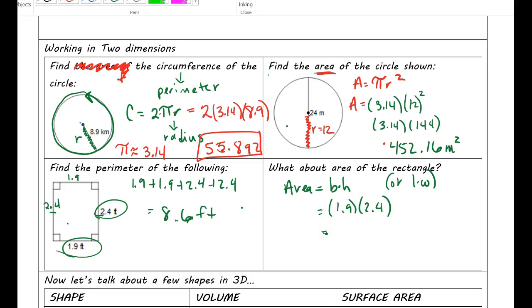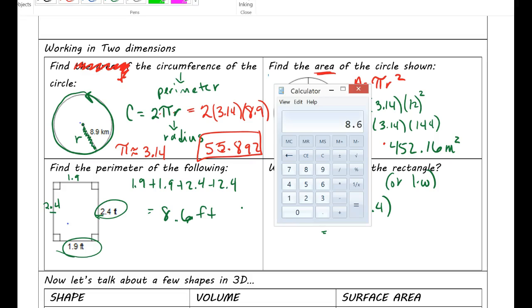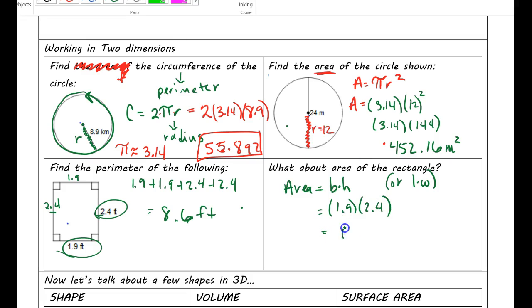So get your calculator and let's math that out. 1.9 times 2.4. And we're going to get 4.56. And once again, this was area, and so whenever we put our feet on this one, we put the little 2 up there as the unit of measure, feet squared, or square feet. Okay, cool. So that's pretty much it.